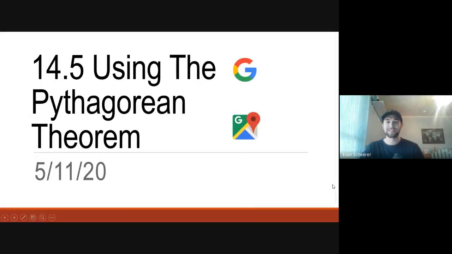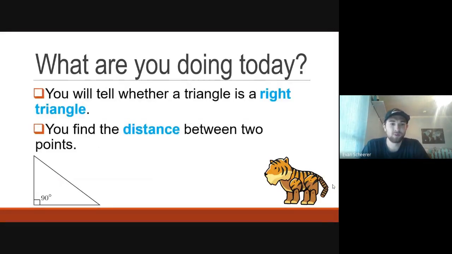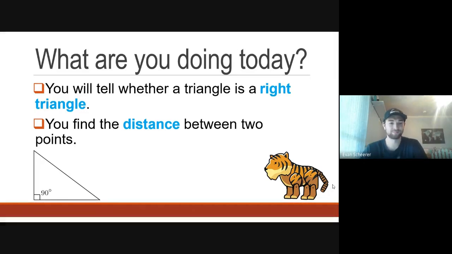All right, guys, welcome to the last section of chapter 14.5, using the Pythagorean theorem. I know we already talked about the Pythagorean theorem, how it's a squared plus b squared equals c squared, but we can also use it in different ways. So what we are doing today, you'll tell whether a triangle is a right triangle or not. We kind of talked about that already, and you will also be finding the distance between 2 points. You can find the distance between 2 points by using the Pythagorean theorem. It seems weird, but it's very, very possible.